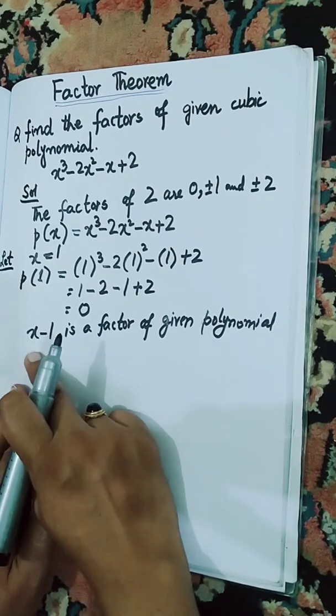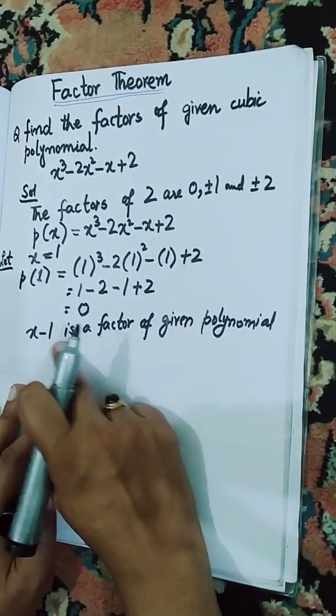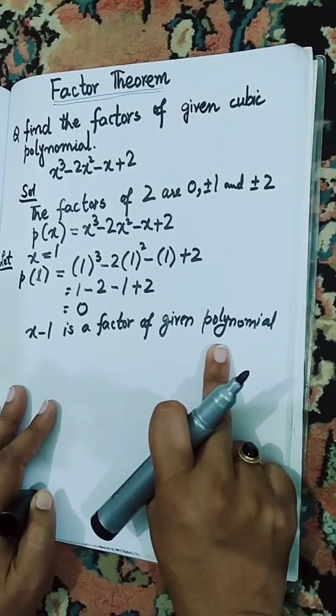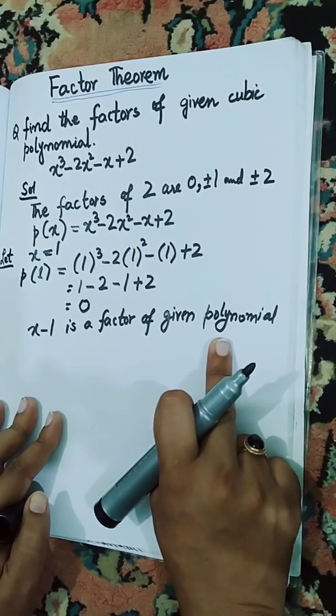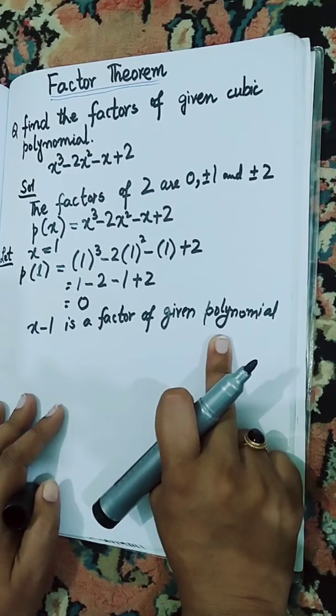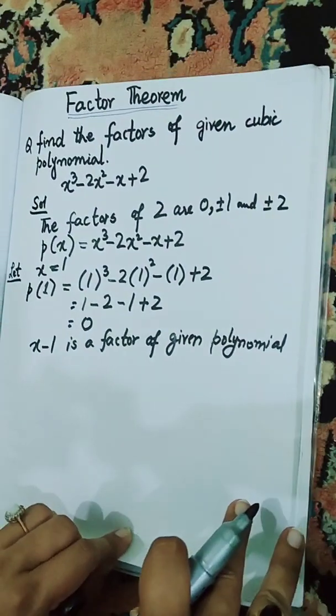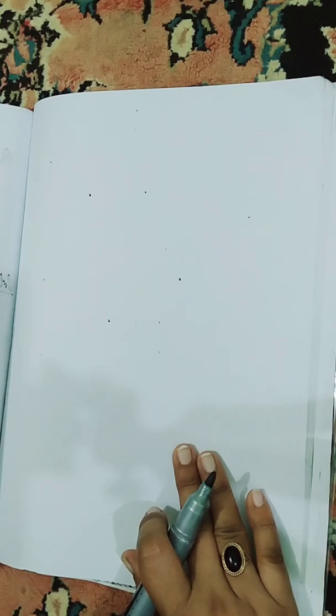By this time I have one factor of the given expression: x minus 1 is a factor of the given polynomial. So how can we find the rest of the 2 factors? We are going to find them by the division method. Do you know the division method? Long division? Yes, we are going to perform the long division.